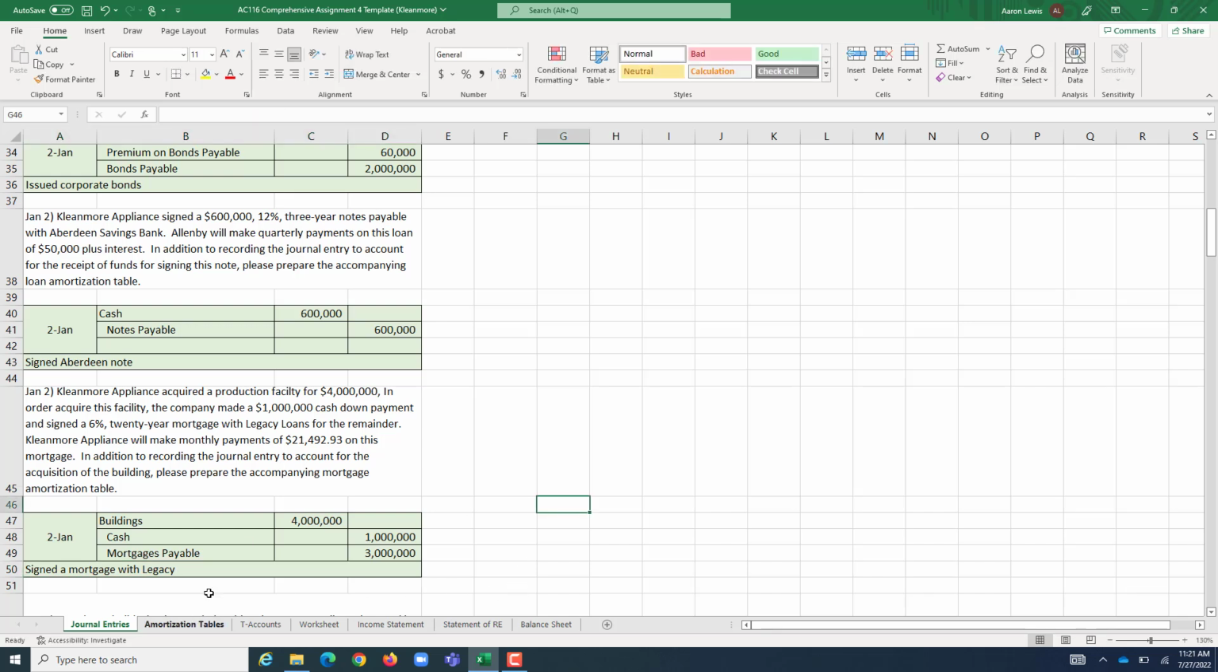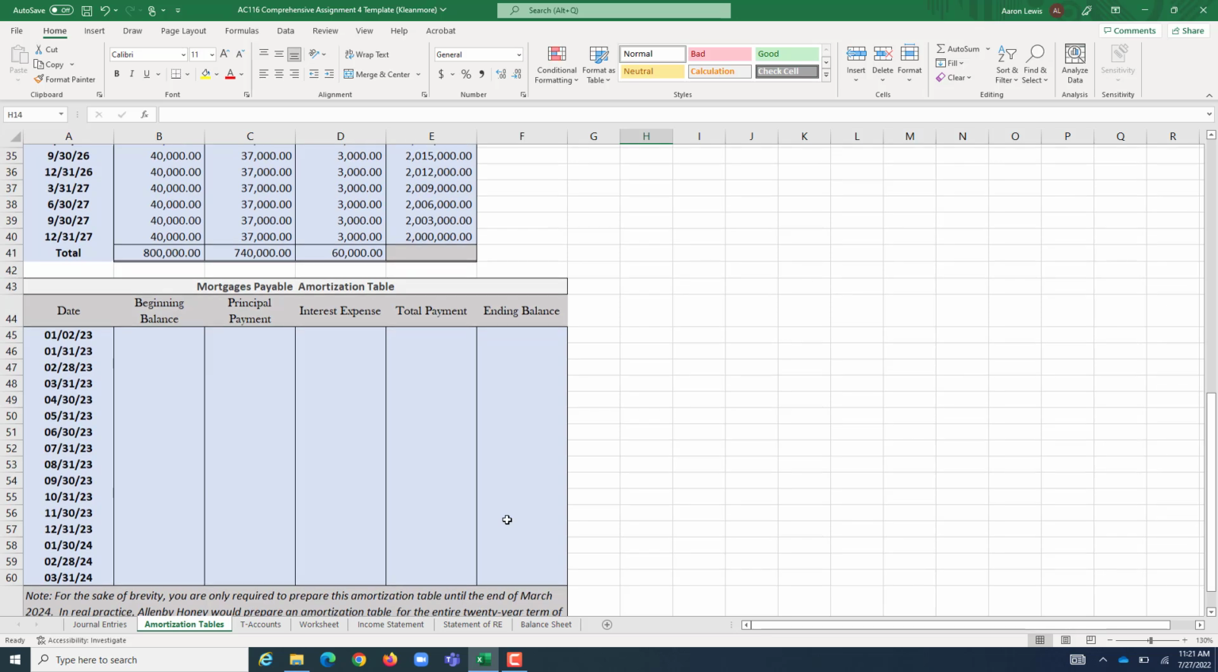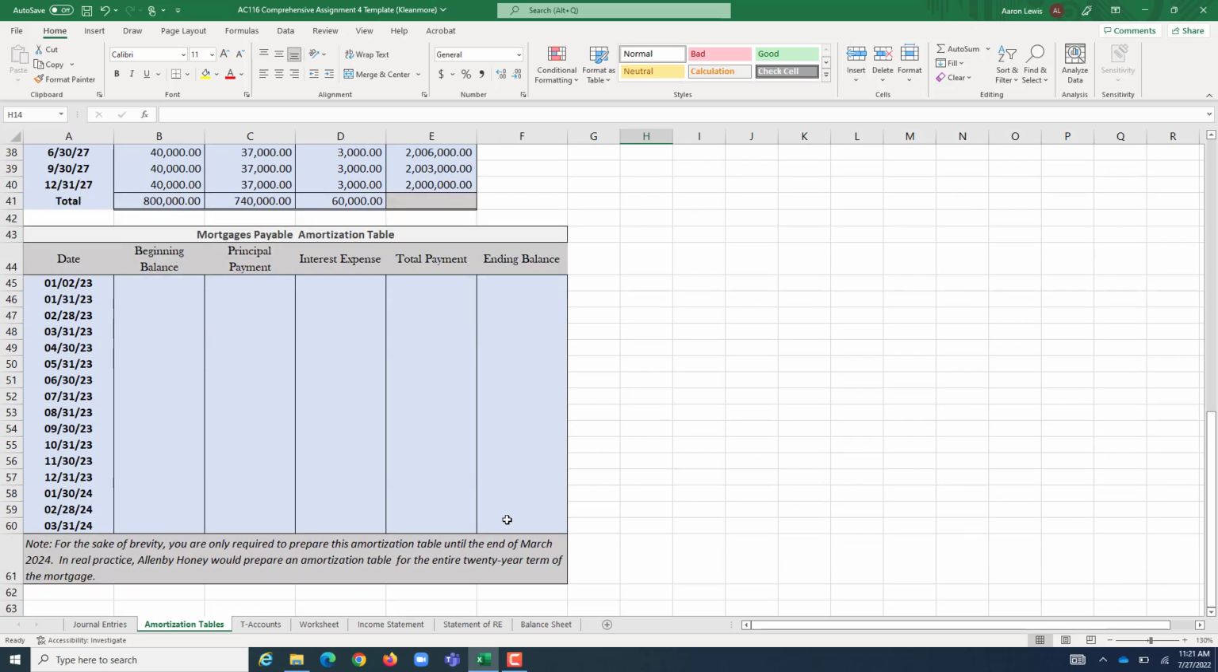Let's go back to our amortization table because we're being asked to make it for this particular example. And that guy's going to be down at the bottom. I'm going to scroll right down to the note on the bottom that I have left you folks. I am only asking you to do this amortization table for a short period of time. In real practice, you would fill it out for the entire life of the loan.